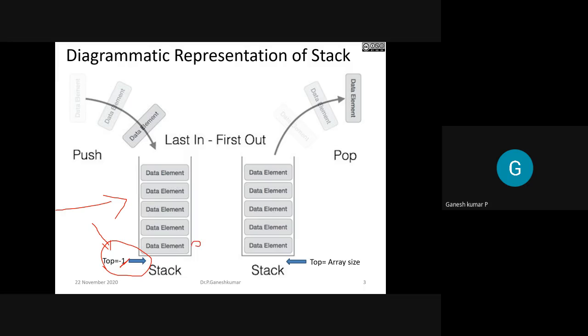So this is 0, this is 1, this is 2, this is 3, this is 4, like that. Whenever you want to insert an item, you increment the top pointer by 1. Initially the top pointer value is minus 1. If you increment it, it comes to 0. Then you insert an element. Then it comes to 1. Then it goes to another element, and so on. That is the way you do the insertion operation, and the insertion operation is called push.